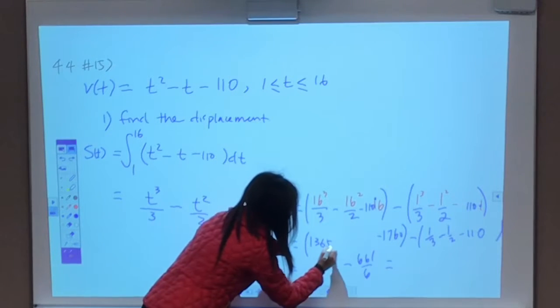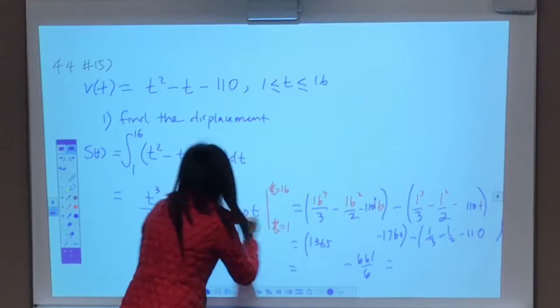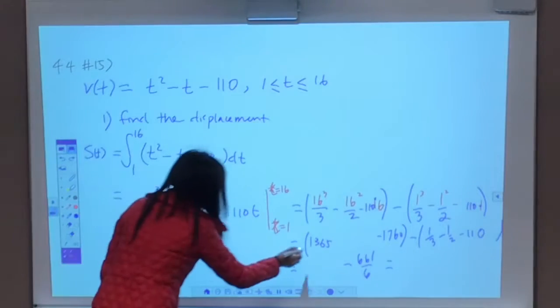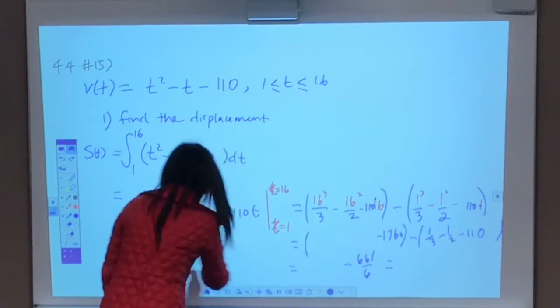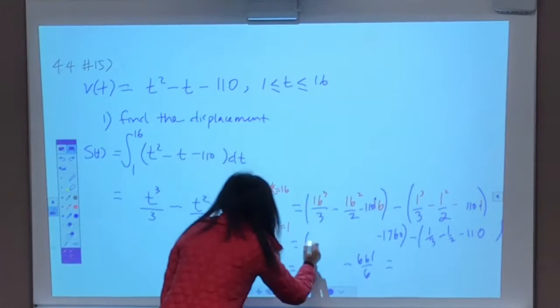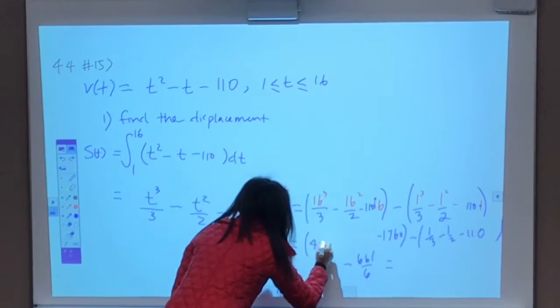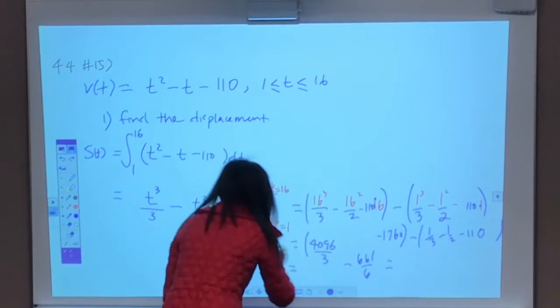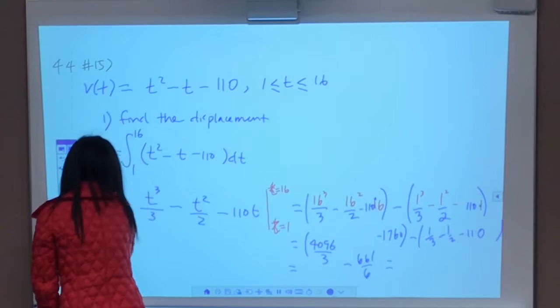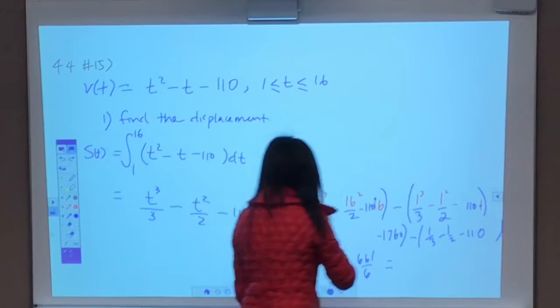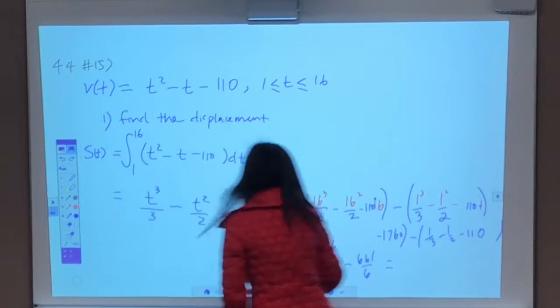1365.33. Well, just give me a fraction number then, so I can have a fraction. 4096 divided by 3. 4096 divided by 3. Okay, what's the next one? 256 divided by 3. Okay.